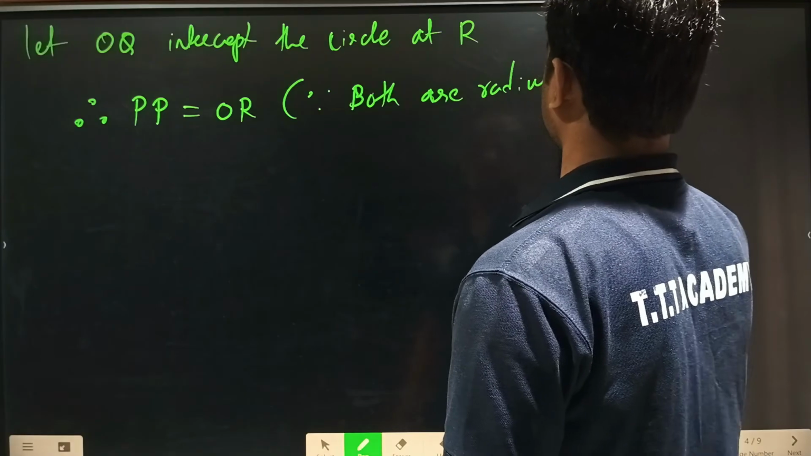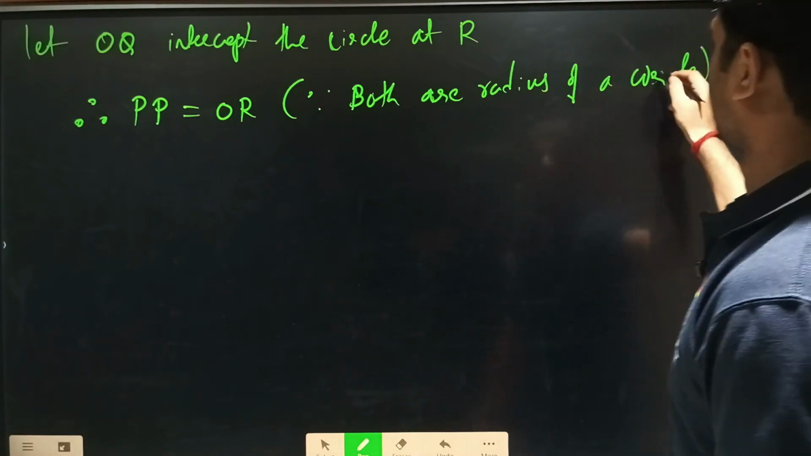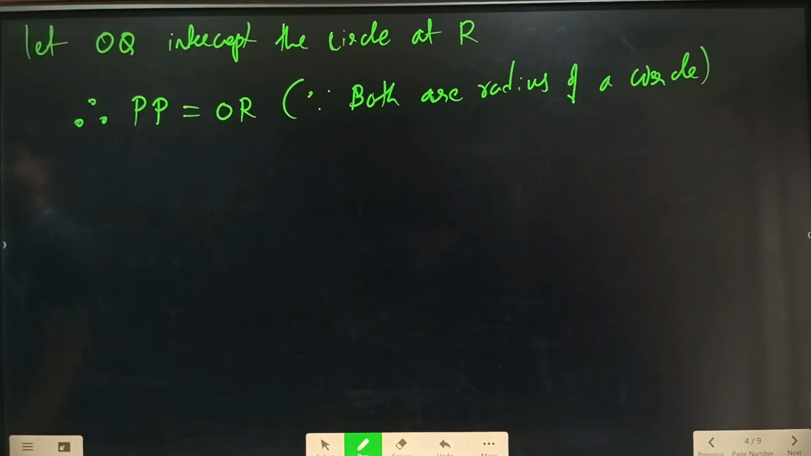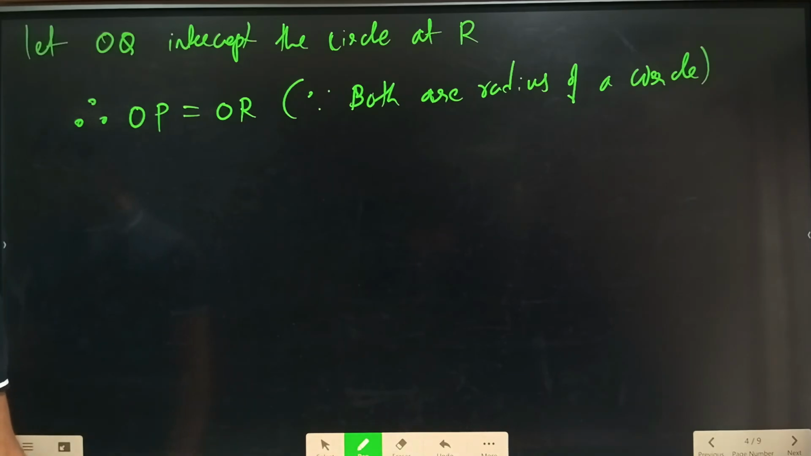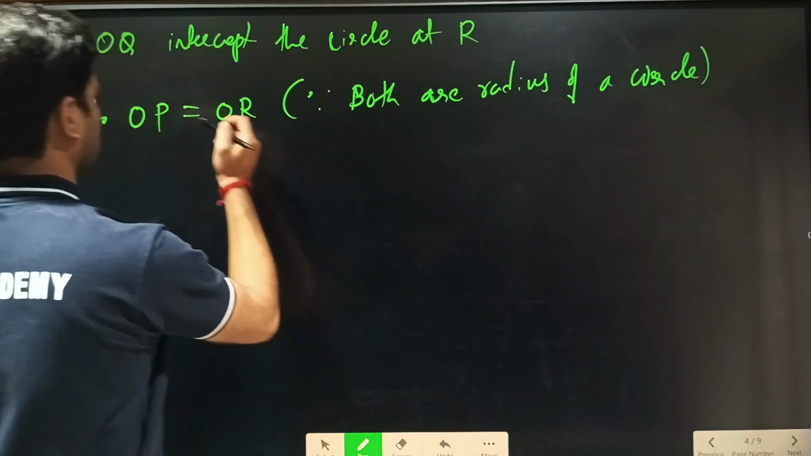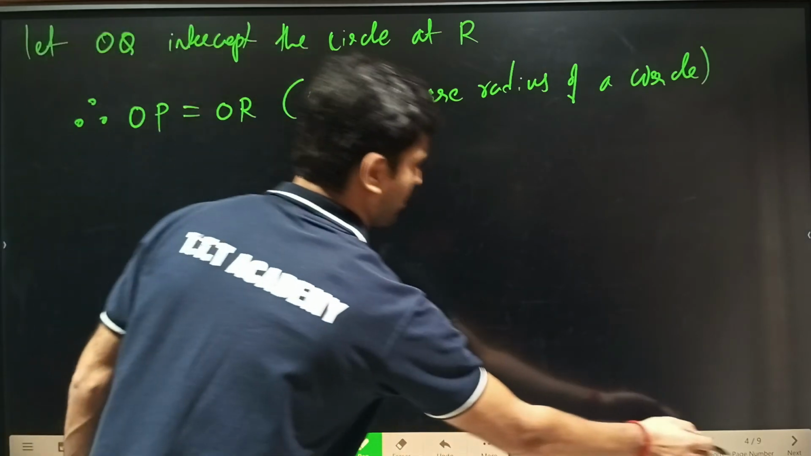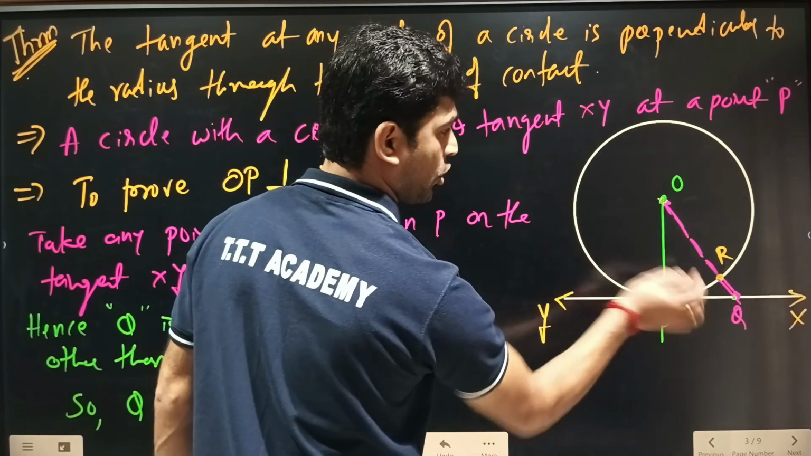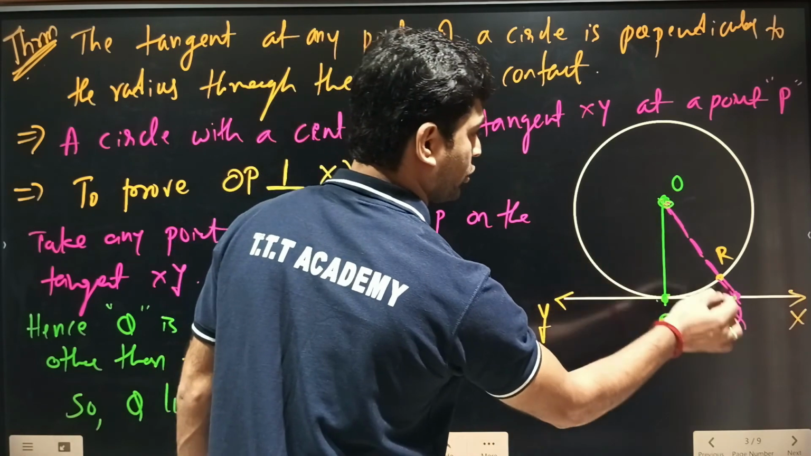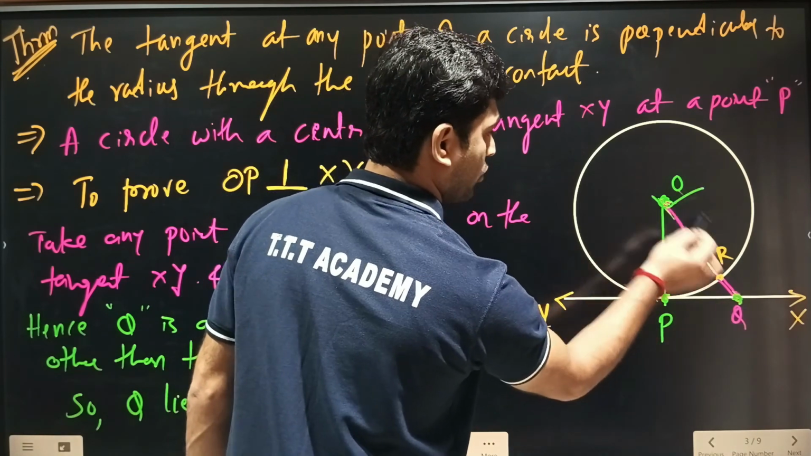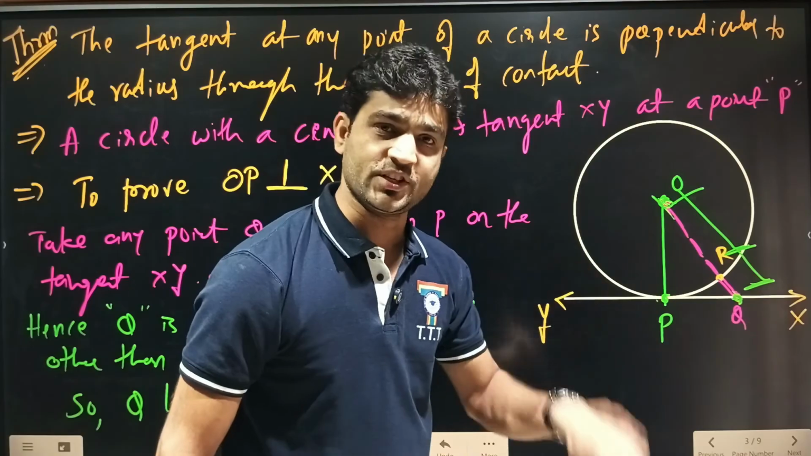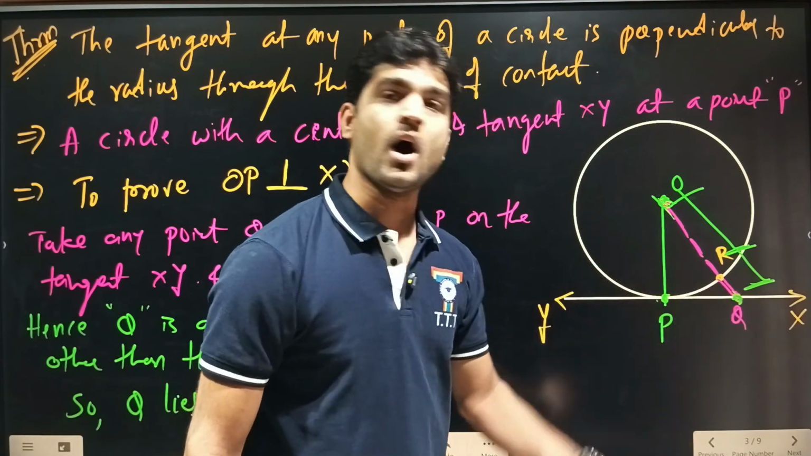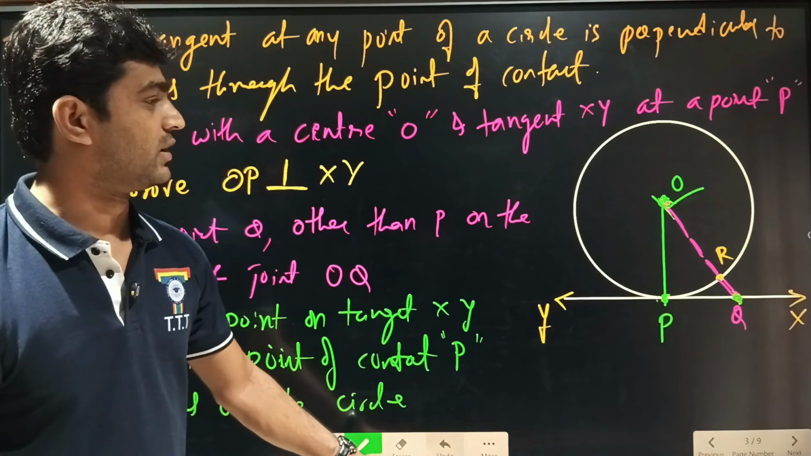Radius of a circle. Next, OP is equal to OR. Now one more way: OP equal to OR. And observe carefully, how much is the distance from O to Q? I can say OR plus RQ. OQ is the total length, which is OR plus RQ, by considering both things.